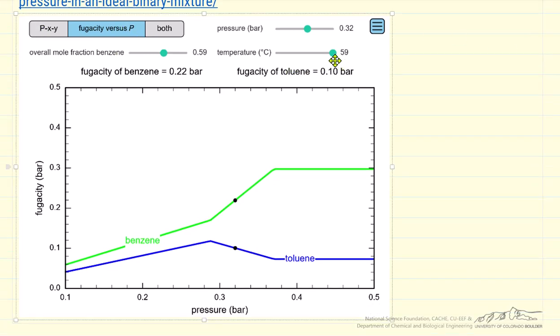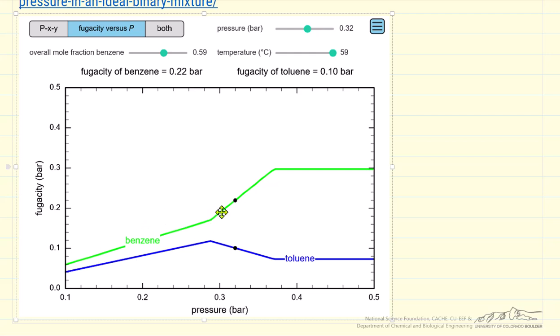We pick the temperature. If we change the pressure, we're changing the location of this dot on the diagram. And the overall mole fraction of benzene will affect these curves. So at low pressure, we have gas, vapor, and then the fugacity is equal to the partial pressure. So as we raise the pressure, mole fraction's fixed, we're raising the partial pressure, so fugacity increases.